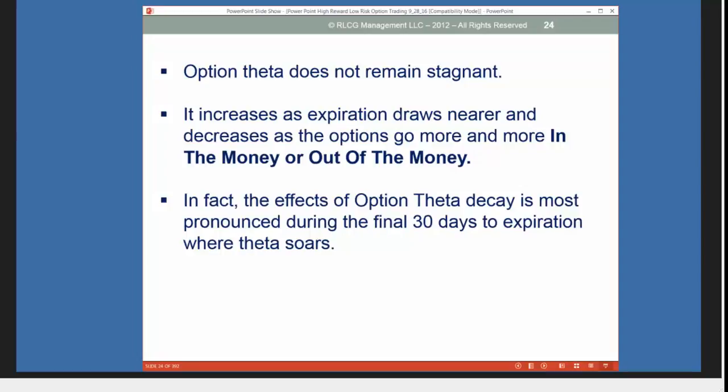Also, the option theta is not going to remain stagnant. It's going to increase as expiration draws near, and it's going to decrease as options go more in and more out of the money. In fact, the effects of option theta really get rolling during the last 30 days to expiration, and then it really soars.